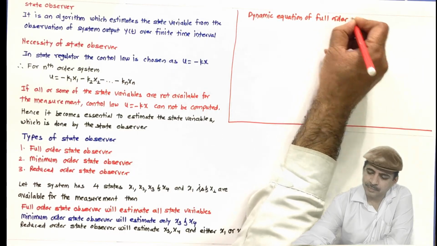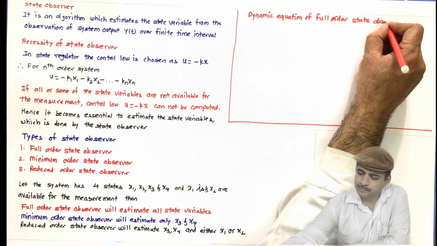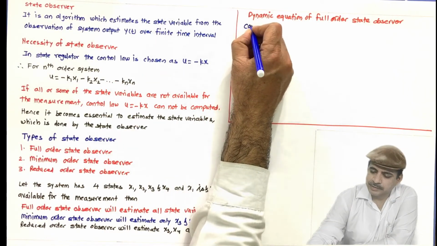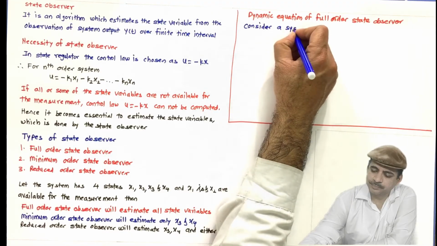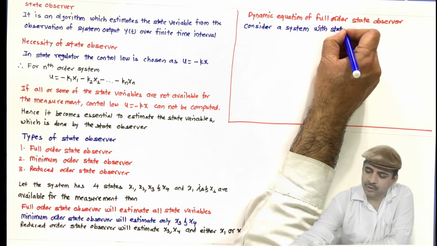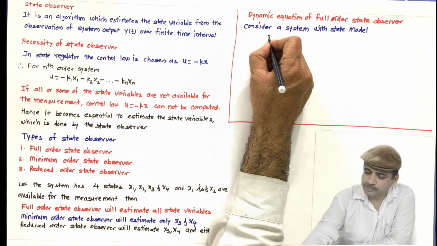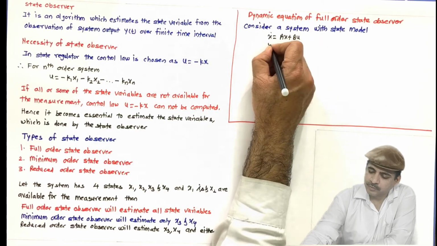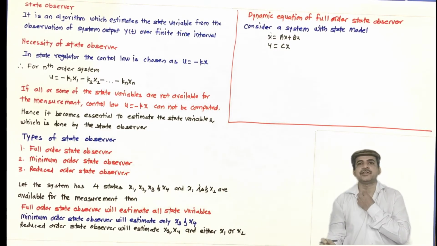Full order state observer. Consider a system with state model x dot is equal to ax plus bu, y is equal to cx. So, first one is the state equation, the second one is the output equation.